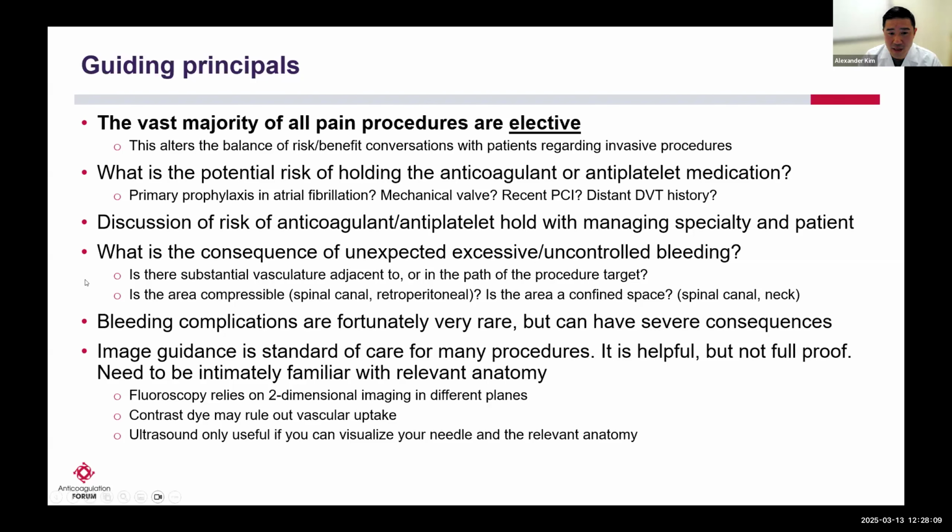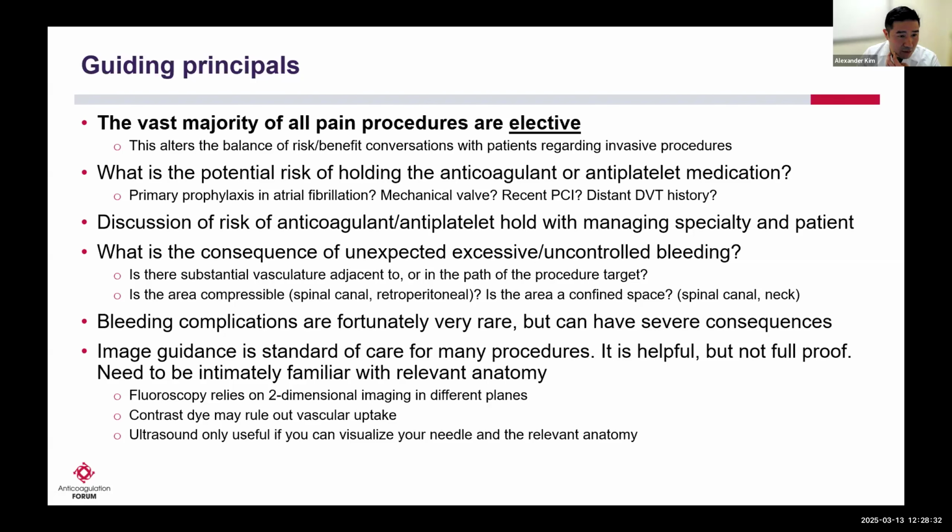It may not feel quite that way when it comes to the referring providers or even the patients themselves, but I really do want to highlight this point. So, we all know of the well-known concept of do no harm. So this really does alter the balance of risk-benefit conversations that we have with our patients when we're talking about the different procedures that we can offer.